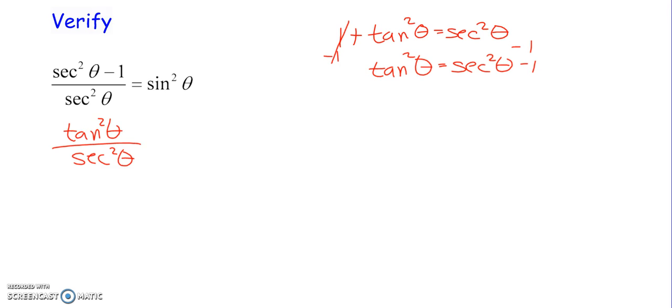So I've simplified a little bit, but I still haven't gotten down to just a sine theta. So I think about tangent, and I go, well, there's another way to write tangent. My reciprocal identities. Not reciprocal. What are they called?